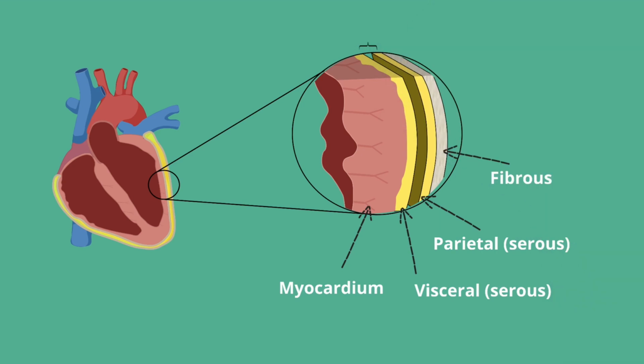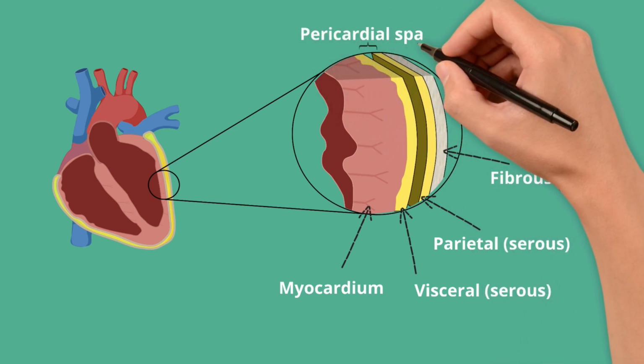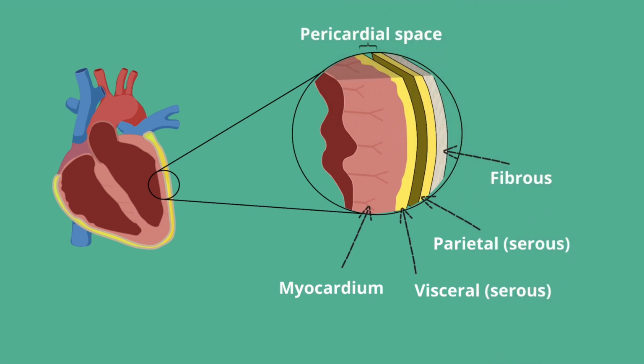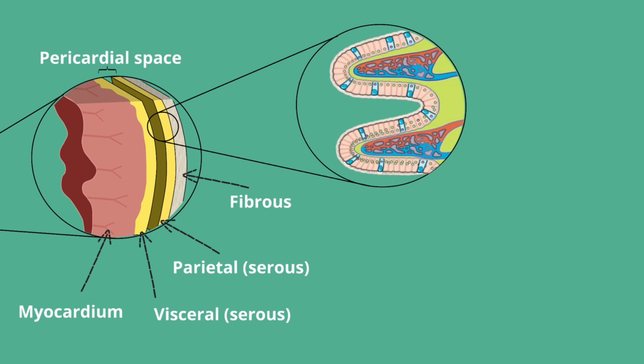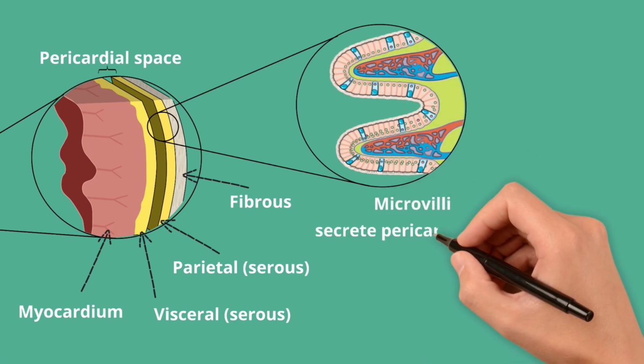There is therefore a potential space between the two layers of serous pericardium, which normally contains a small amount of fluid, around 10 to 25 mils. The serous pericardium has specialised microvilli on its surface which secrete pericardial fluid.